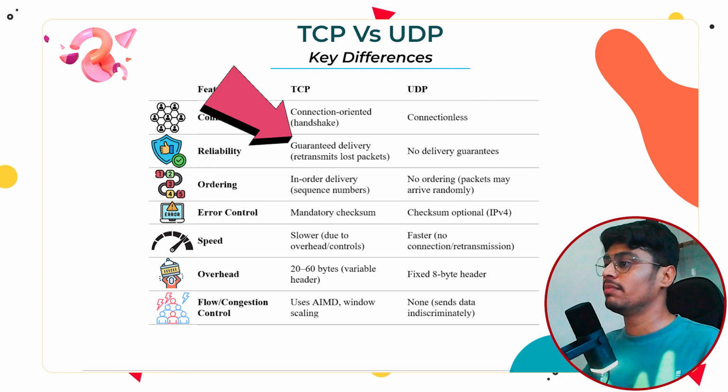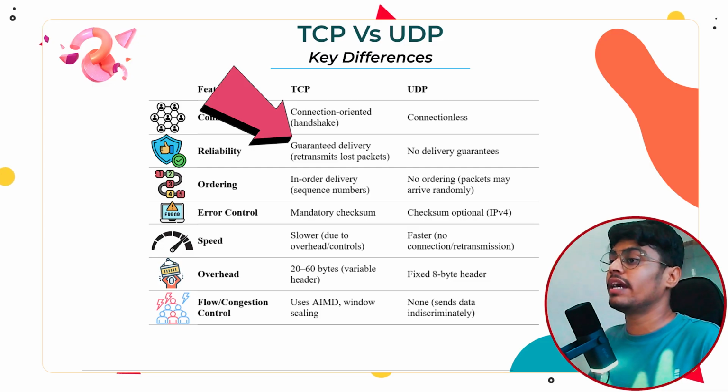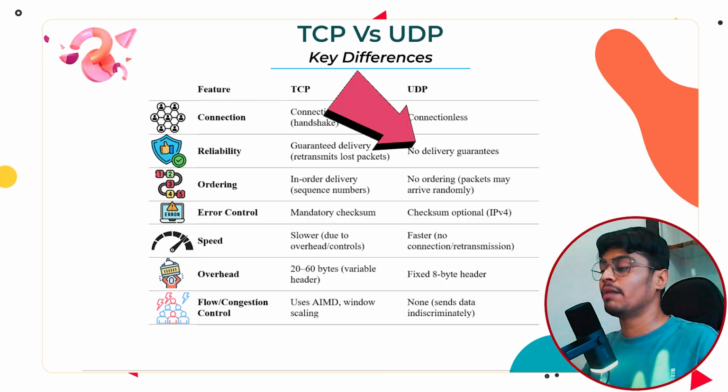The other thing is reliability. Reliability comes directly from connection. When we create a connection, it's like a telephone network. After creating the connection, data reaches reliably. Reliable means I get a guarantee that all my data bytes will definitely reach the receiver. But UDP has less reliability compared to TCP.